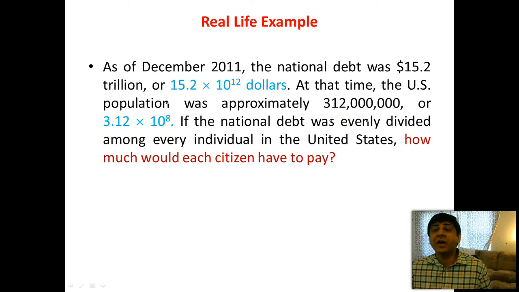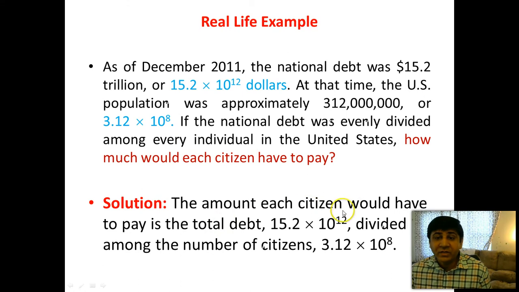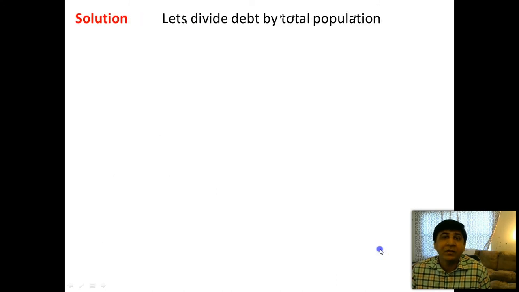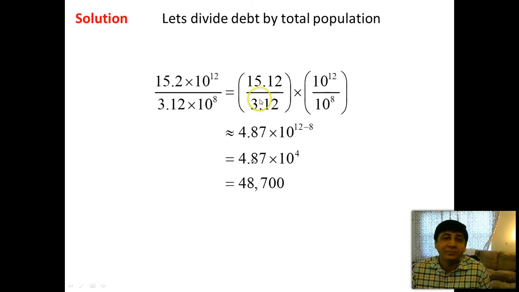Now suppose we want to find out how much each one of us owes. If we want to pay off our debt, how much does every citizen have to pay? So basically it boils down to division. The amount each citizen would have to pay is the total debt divided by the number of citizens, which is our population, 3.12 times 10 to the power 8 here. So let's perform the division here.